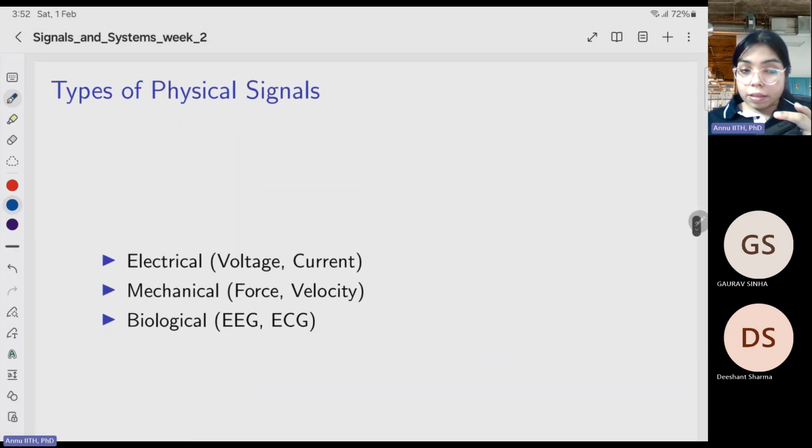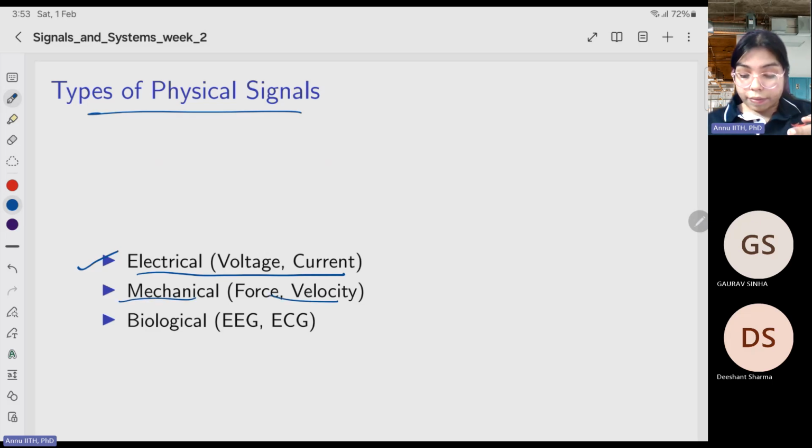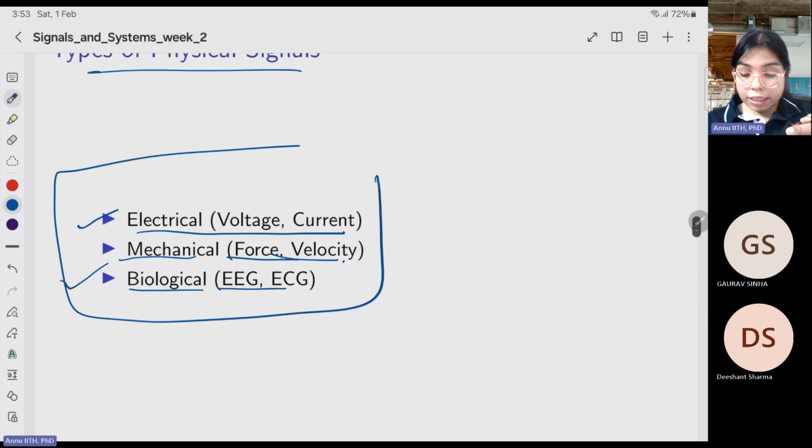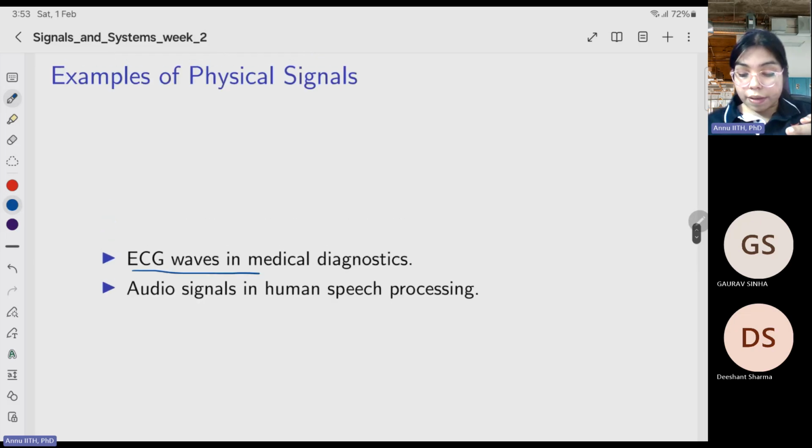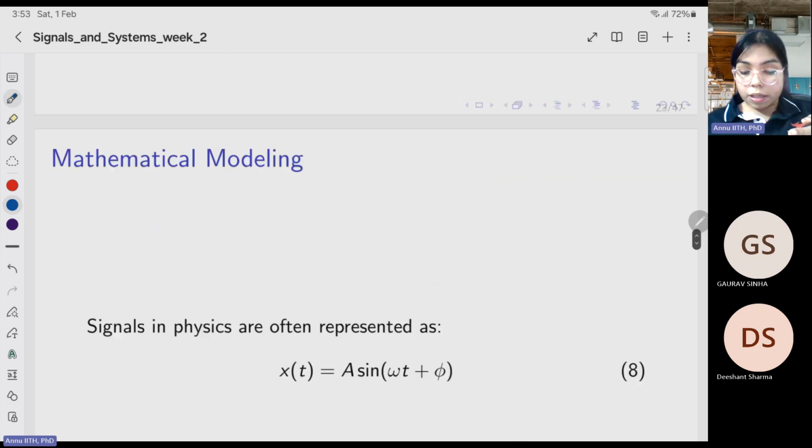One of the classes was on types of physical signals. Electrical signals are voltage and current, which are physical signals. Mechanical signals are force and velocity, whereas biological signals are EEG and ECG. So these are the naturally occurring signals. Examples of physical signals: ECG waves in medical diagnostics, whereas audio signals in human speech processing.